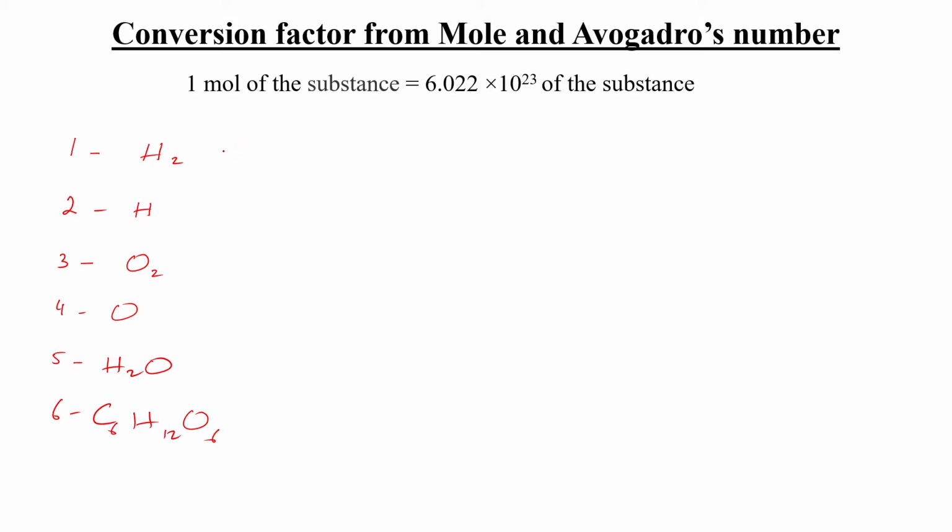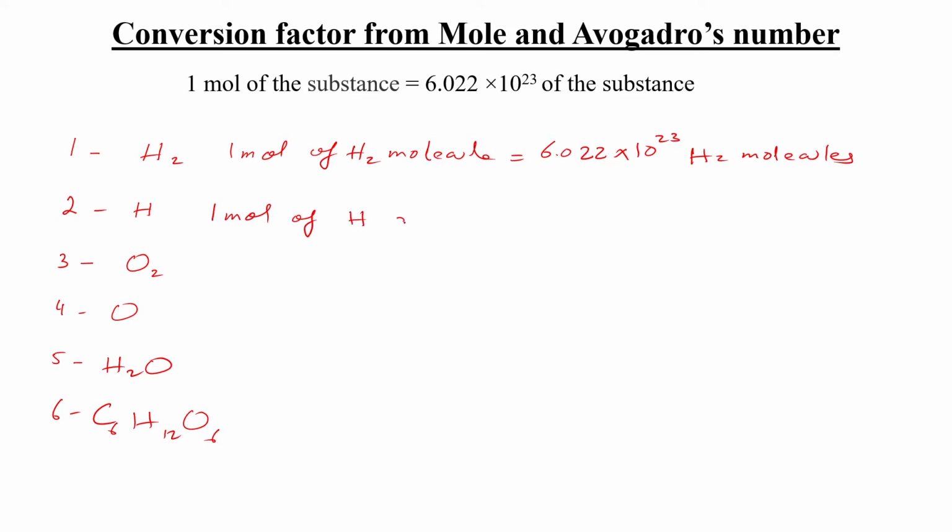Now, when we make a conversion factor, it will be just the same: we have 1 mole of hydrogen molecule equals 6.022 times 10 to the 23 hydrogen molecules. 1 mole of hydrogen atom equals 6.022 times 10 to the 23 hydrogen atoms.